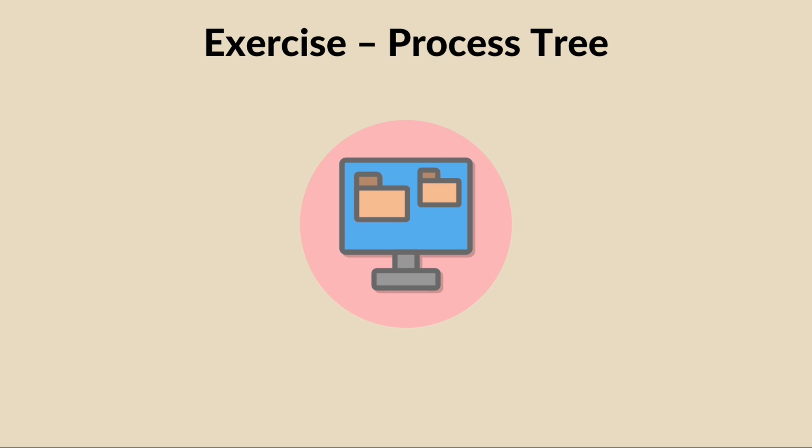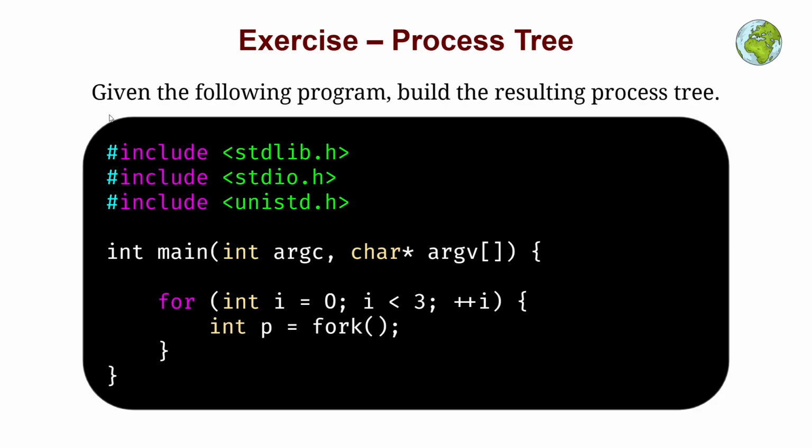Hey everyone, in this lecture we're going to solve an exercise on process tree construction. This exercise states, given the following program, build the resulting process tree. Notice how here we have this program, we have the fork system call where we create a new child process.